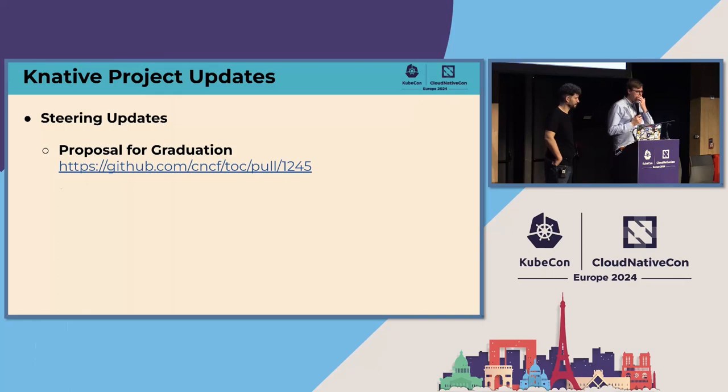And for steering, if folks aren't familiar, Knative actually has a governance structure. We have a technical oversight committee, we have working groups, those working groups have leads, and steering is responsible for the success of the project overall. They were the ones who helped get Knative into the CNCF and into the incubation stage. One thing we're doing now is they submitted the proposal for us to be a graduated project. So that's on its way there.